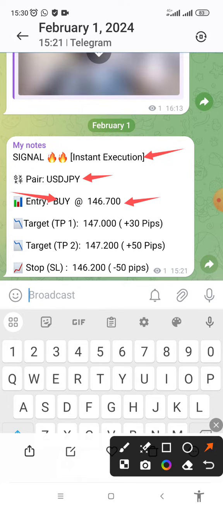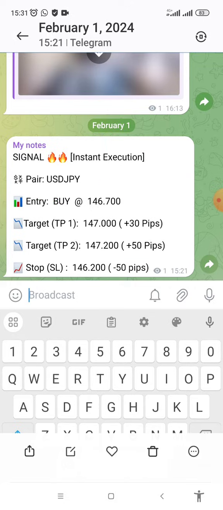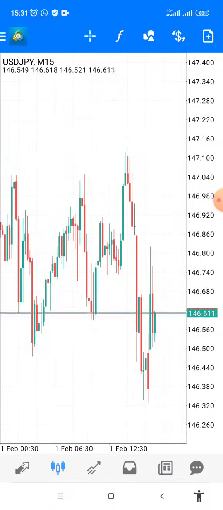And then the currency pair the person is asking you to trade is USD JPY. The entry is a buy. That is the direction he is asking you to go. Buy. At what price should you enter into the market? The price is 146.700. That is the price he is asking you to enter into the market. So then we'll go to the MT5 or MT4 where you will place the trade.